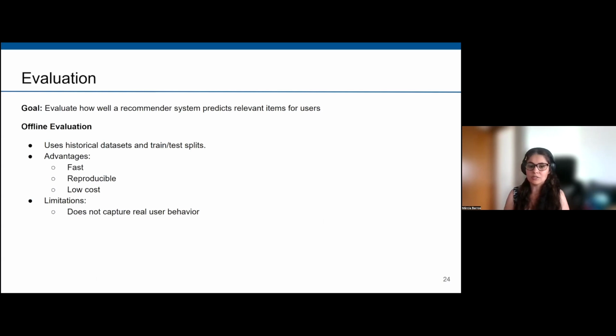About evaluation, it's a typical evaluation similar to machine learning, and the goal here is to evaluate how well a recommender system predicts relevant items for users. We can have offline evaluation with historical data sets. Advantages: it's fast, it's reproducible if we have access to the data sets, and low cost. Limitations: it doesn't capture real user behavior because this is not done in real time and with real users for that specific time.